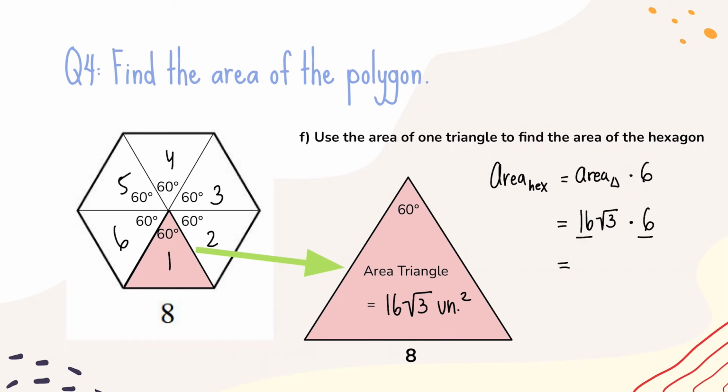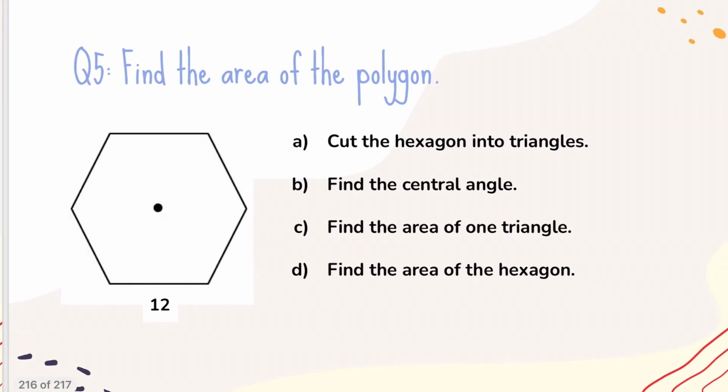And that's going to be 96 square root of 3, and then I'm going to put units squared. Okay, so I know that it takes multiple steps to do this, and I did it in separate slides, so it might be confusing, but we are going to do this all at once, and then I'm going to give you guys this practice problem right now. So let me show you the practice problem.